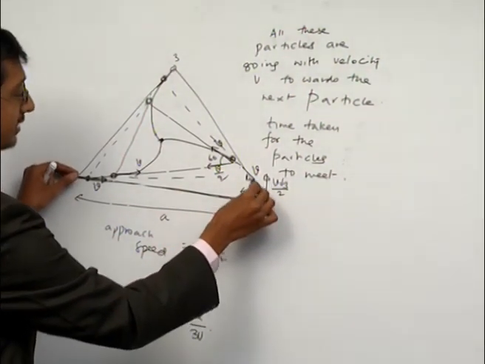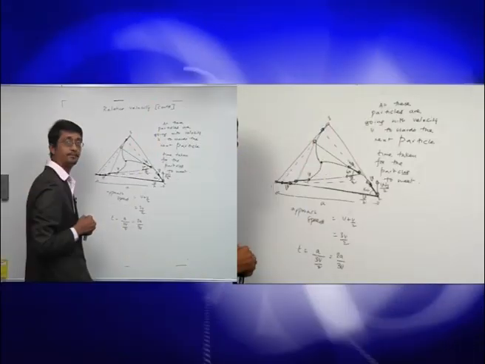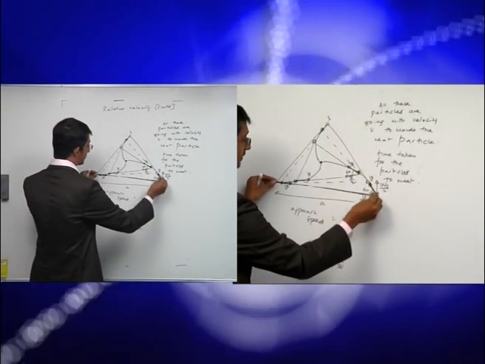Now keep rotating the rod and reduce the length of the rod. So it is initially like this. So you do that.